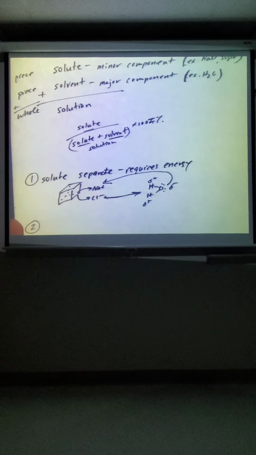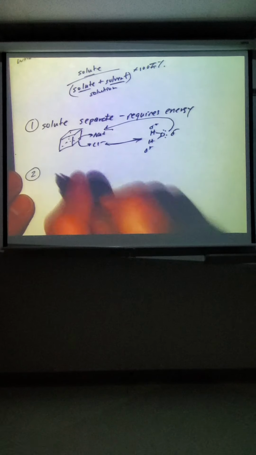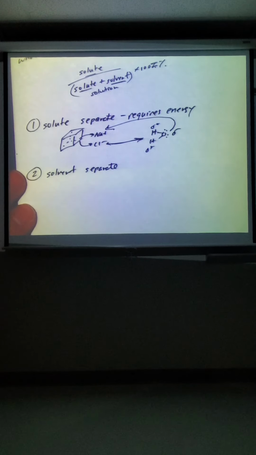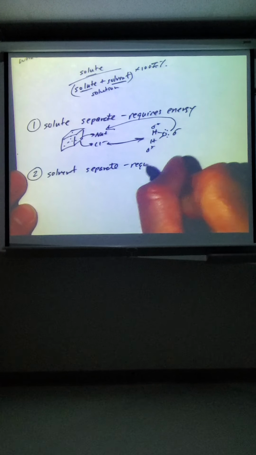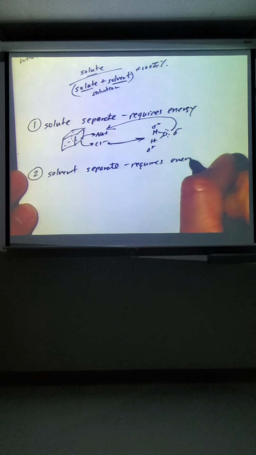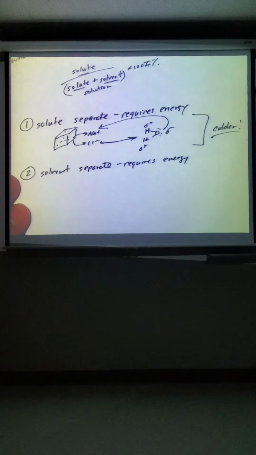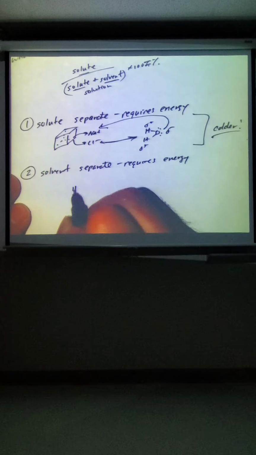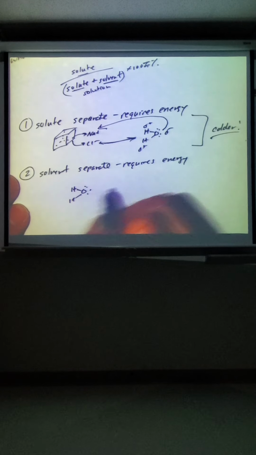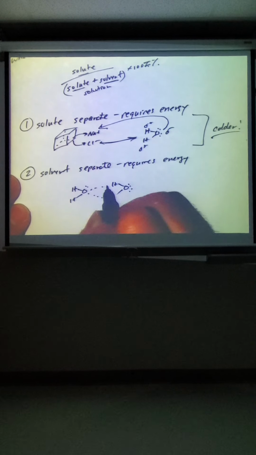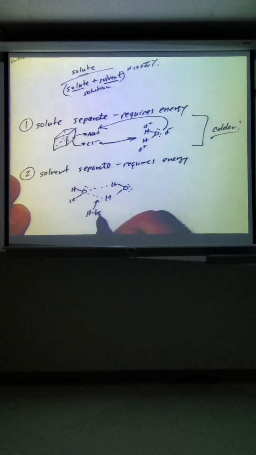Step 2 is the solvent has to separate. So when the solvent separates, that also requires energy. So what this means for both of these steps is we're getting colder. When the solvent separates, it's now hydrogen bonding that has to break. So we have these water molecules from our previous chapter. We know that they have an attraction to each other. This is called hydrogen bonding.